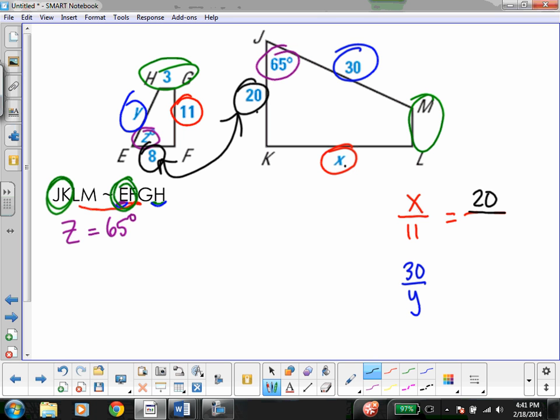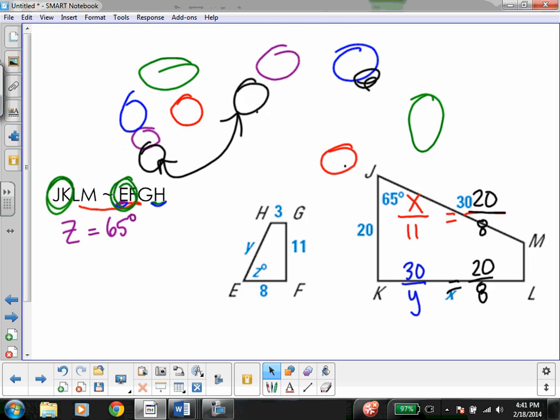So X over 11 will equal 20 over 8. I can also create the fraction and the equation with the Y with the same numbers, 20 over 8. Again, I started with 30, so I have to put the number from the larger shape on the top. In both of these situations, all I have to do is cross multiply.